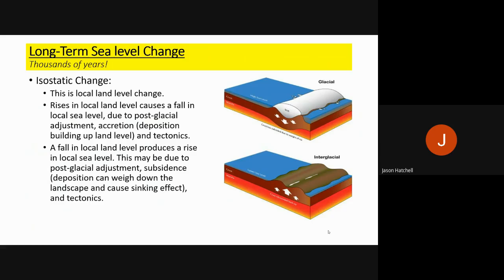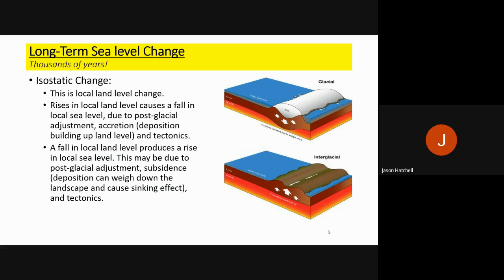Okay. Now, this is more local, not global. So isostatic change is all about local land level changes. So rises in local land level cause a fall in local sea level due to post-glacial adjustment, accretion, and tectonic movement. So for example, imagine there's tectonic plates under a piece of land on the coast of the UK, let's say. And those tectonic plates shift and they cause the land to either rise or fall. That will change where the sea is in relation to that land. And that's the idea with isostatic change in sea level.